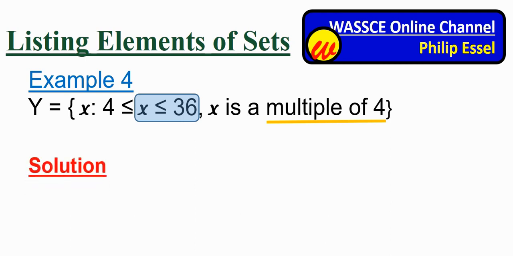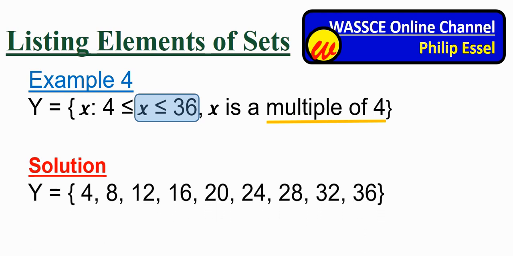With this, let's look at the solution to example 4. This is how the set y will look like when we list all of its members. And as you can see, all the numbers or the members of the set y are multiples of 4. And you would also realize that we started from the number 4 and we ended with the number 36, because those two numbers would have to be included in the list.